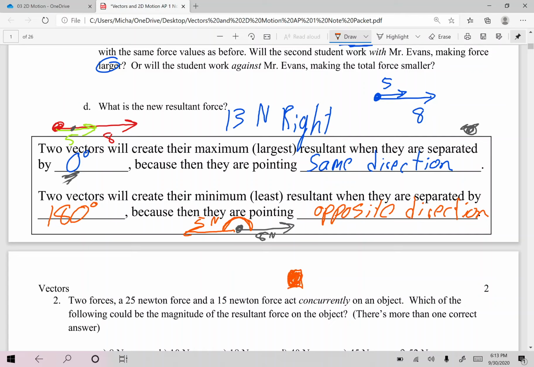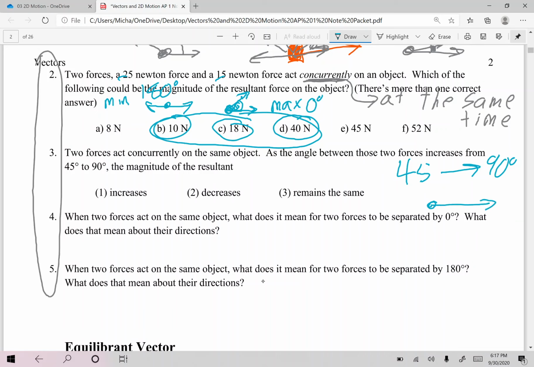Number 3: two forces act concurrently on the same object. As the angle between those two forces increases from 45 to 90, the magnitude of the resultant blanks. Here's how I want you to answer these questions. We're going from 45 degrees to 90 degrees. So we're taking two vectors that are separated by 45 degrees, and we're opening up the angle to 90 degrees. The way I would typically do it is like this: if the maximum resultant occurs at 0 degrees, did we get further away from 0 or closer to 0? I think we got further away from 0, further away from the maximum, and moving away from the maximum would make the resultant smaller.